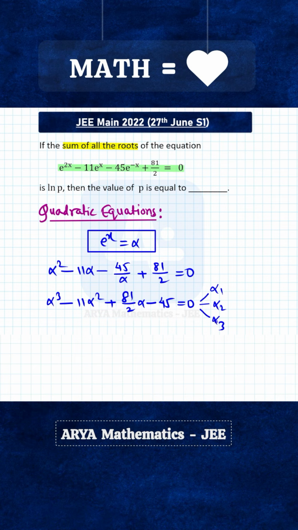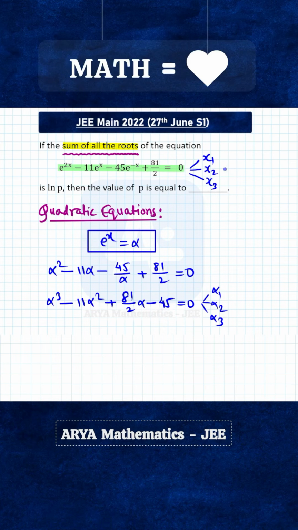Now corresponding to each root of this cubic equation in alpha, we are going to get one root for this equation. So let us say that the roots of the original equation in x are x1, x2 and x3. So basically we have to find x1 plus x2 plus x3. Also you can notice that here they are asking the sum of all the roots of this equation and not only the real roots, because if alpha is negative and alpha is e raised to x, then we'll get an imaginary value of x, right? Alpha cannot be negative for a real value of x, but because we have to find the sum of all the roots, we'll calculate x1 plus x2 plus x3.